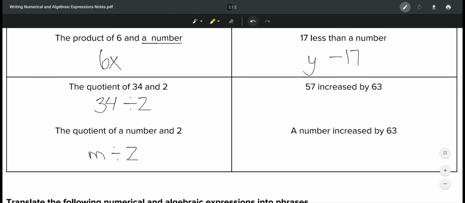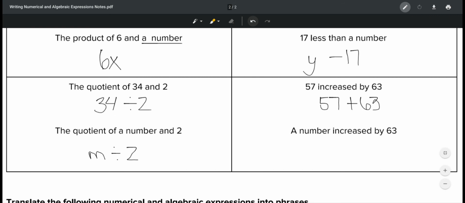Last one on this top part here, we have 57 increased by 63. Increased by, flip back to the front if you need to. Think about what the word increase means. Does it tell you to add, subtract, multiply, or divide? You should find that increase means to add. So 57 increased by 63 is 57 plus 63.